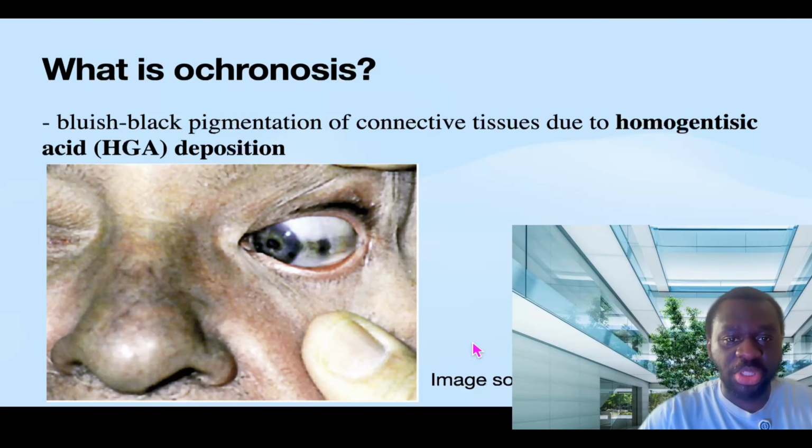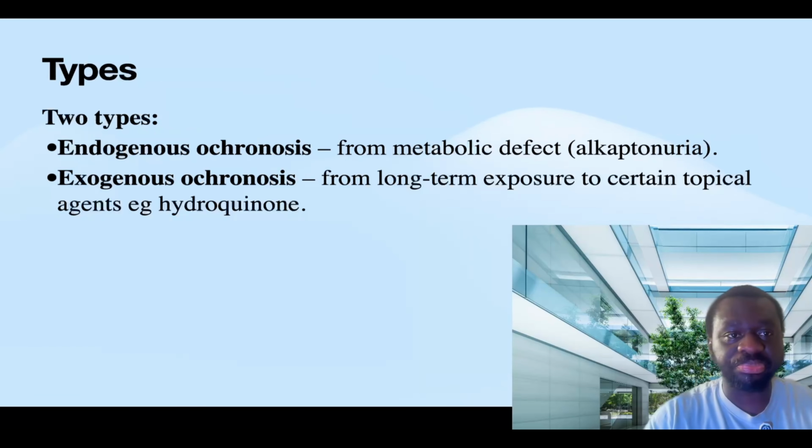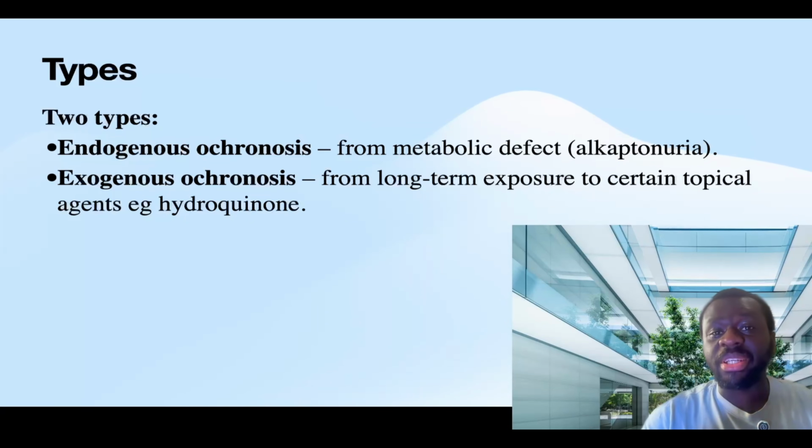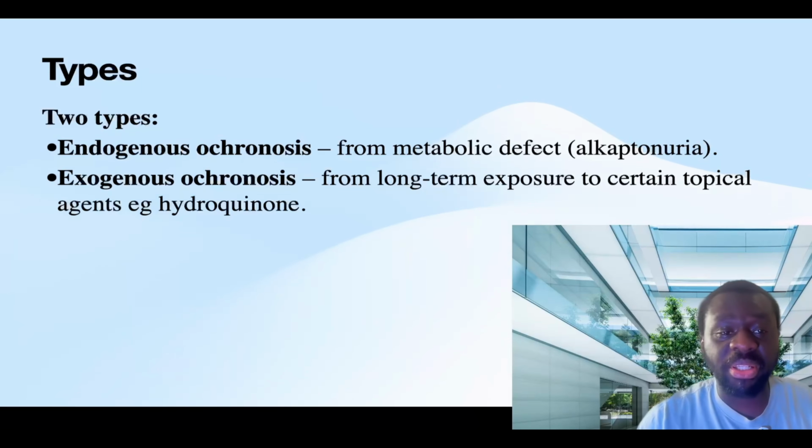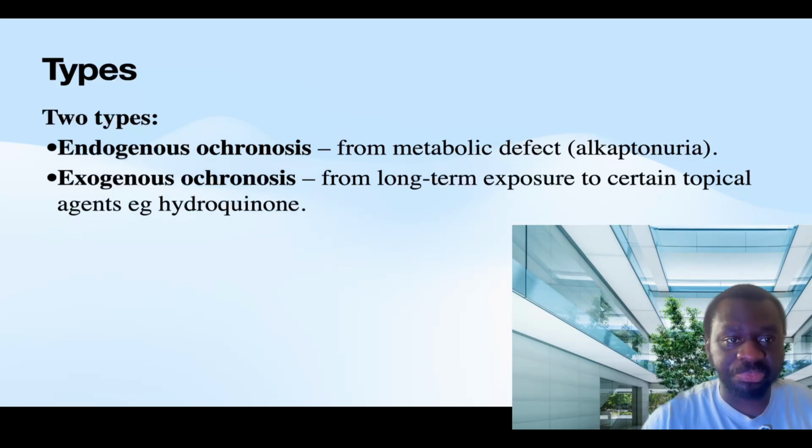As you can see in this picture, you can see this person's eye, you can see the blackish, blue blackish deposition on their sclera, as well as their skin. So this is actually endogenous ochronosis. This person has alkaptonuria. Now there are two types of ochronosis. We have the endogenous ochronosis and we've got the exogenous. Endogenous means the problem is coming from within the body. Exogenous means the problem is coming from something that has been used, something outside, external.